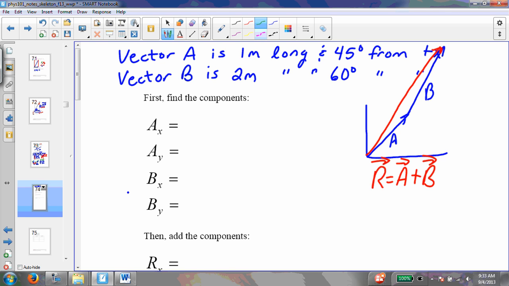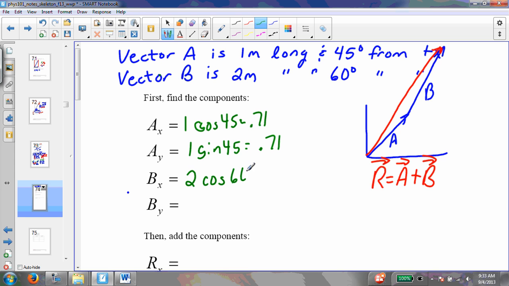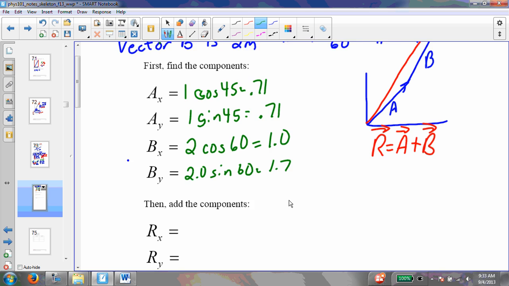All right, so Ax is going to be 1 cosine of 45, which is 0.71. Similarly, Ay is 1 sine of 45. The sine of 45 equals cosine of 45, so that's 0.71. Bx is 2 cosine 60, and 2 sine 60 is By. The cosine of 60 is equal to a half, so that's just 1.0. And then this is going to be 2 sine of 60, which is 1.7. All right, so now I have the magnitudes for the x and y components of A and B.